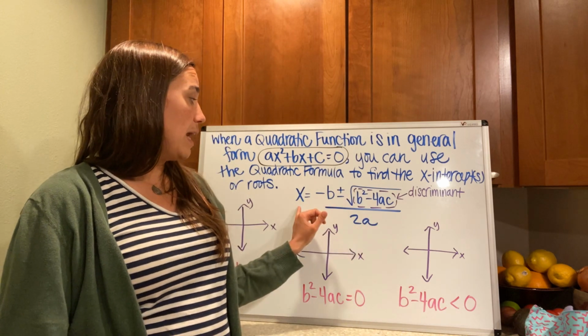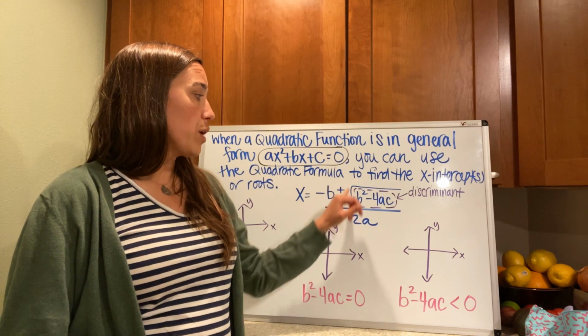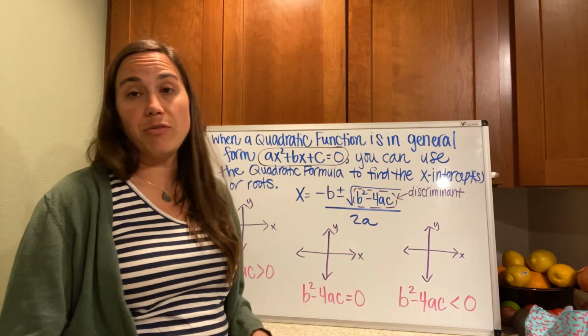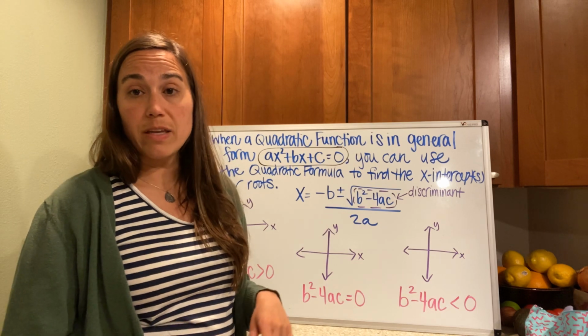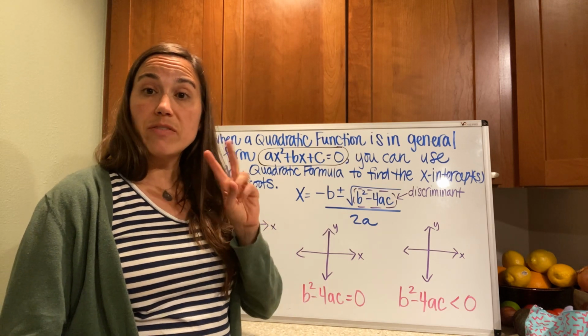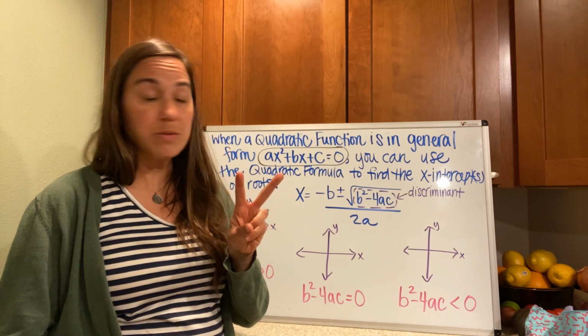Here's the formula. x is equal to the opposite of b plus or minus the square root of b squared minus 4ac, all divided by 2a. Remember, the plus-minus symbol means that you're going to be solving this quadratic formula twice. And the reason why you solve it twice is to see if it does have two x-intercepts.